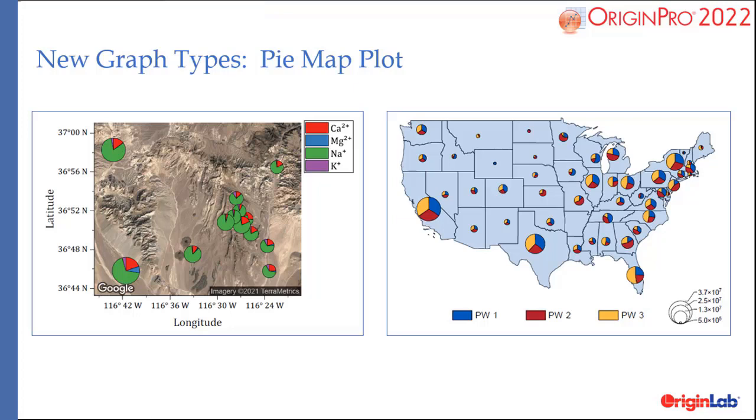On the right-hand side is a similar concept, where an outline of the continental United States has been added, and some parameter PW1, PW2, PW3 has been plotted for each state. Note here that the pie size can be mapped to another column. It's been mapped to the population of the state.